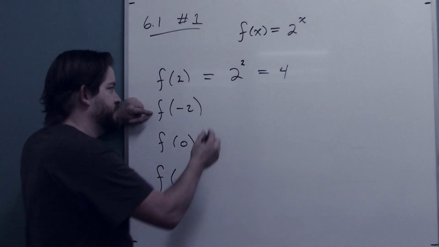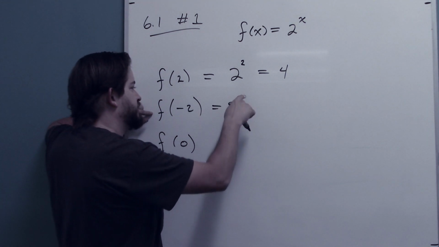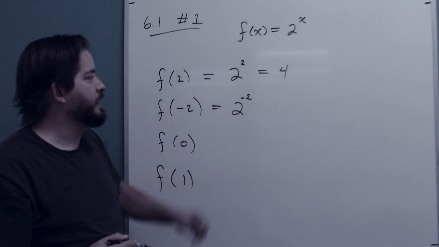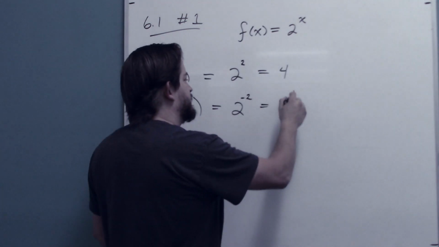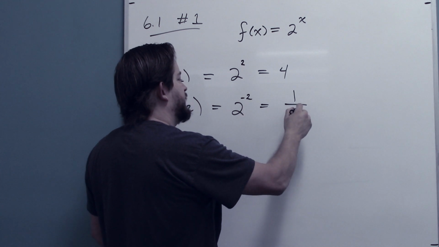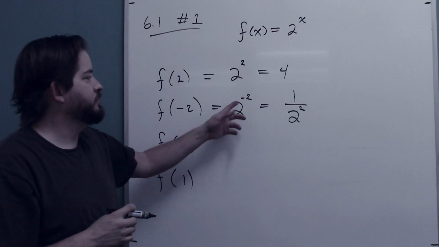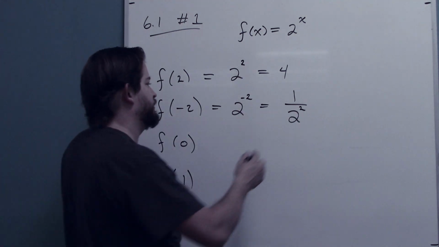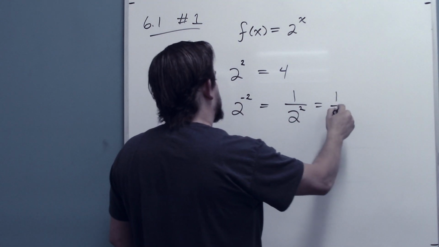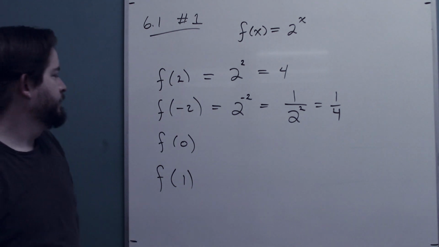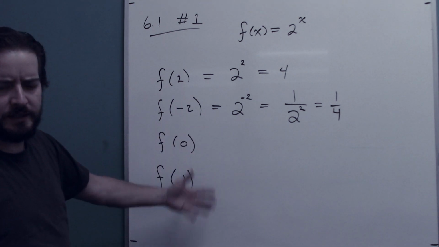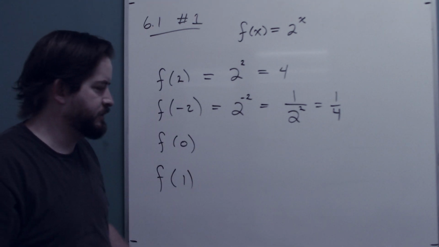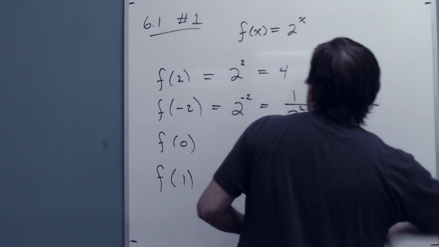f of negative 2, same story, but instead of replacing the x with 2, I'm replacing it with negative 2. Anything raised to a negative exponent can go down into the denominator with a positive exponent. So the negative 2 goes into the denominator as positive 2 power. And then that, of course, is 1/4. I won't finish the rest, those are easy. 2 to the 0 is 1, 2 to the 1 is 2. I guess I will finish the rest. I'm not going to write them down though.